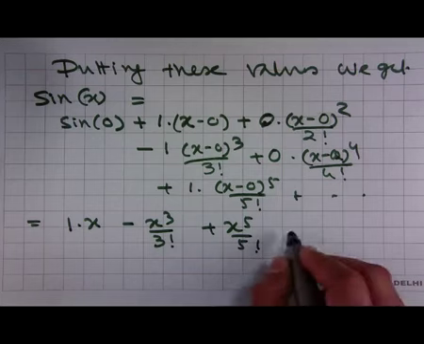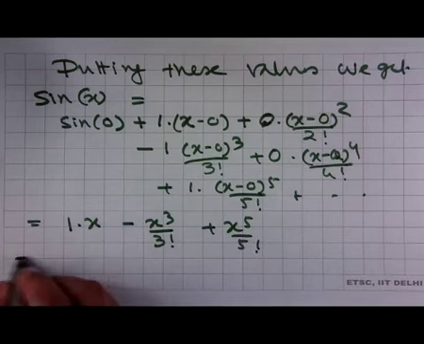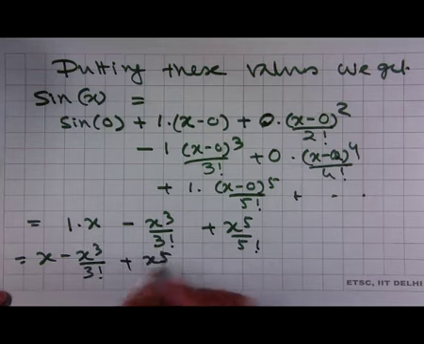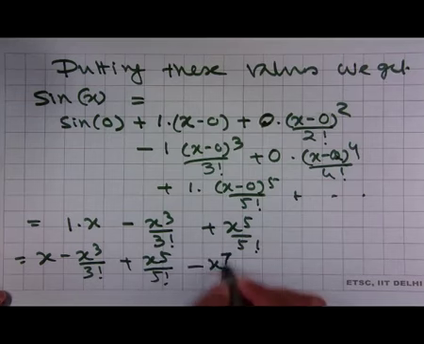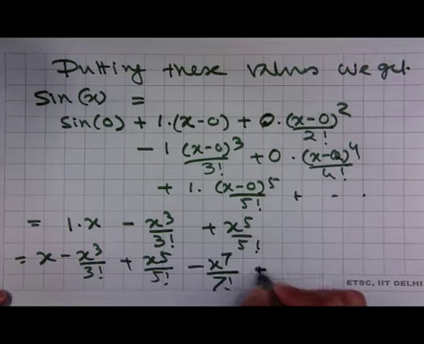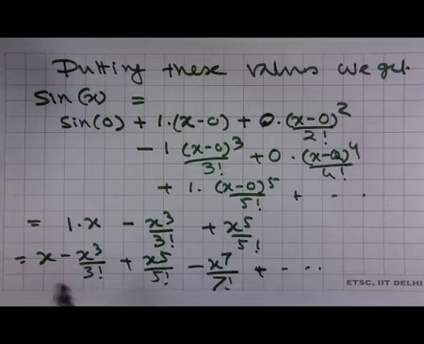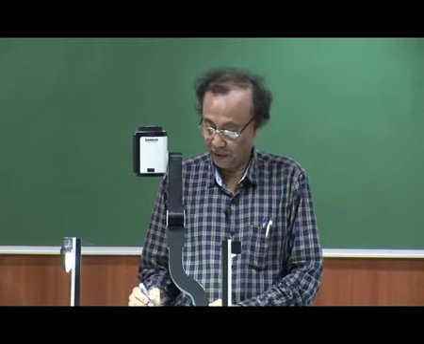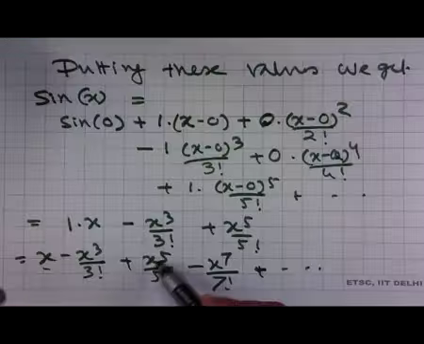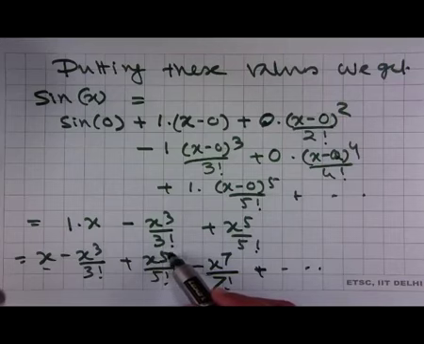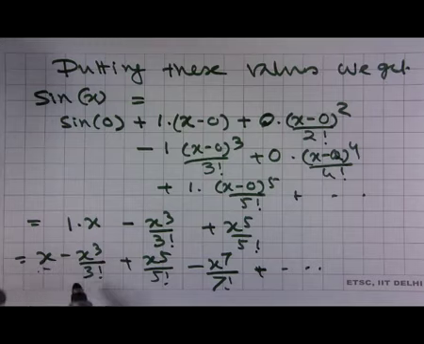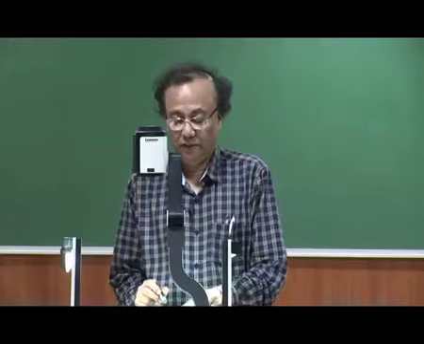If we continue further, we shall see that this is equal to x minus x cube upon factorial 3 plus x to the power 5 upon factorial 5 minus x to the power 7 upon factorial 7, like that. That is, we shall get a polynomial where only odd powers of x are there, and the coefficient for x to the power k is 1 upon factorial k, and the signs of them are going to be plus minus in an alternating way.